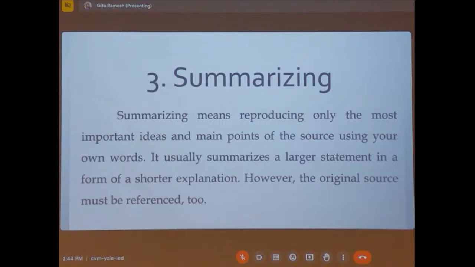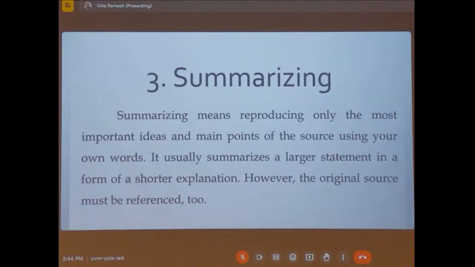The third one is summarizing. Summarizing means reproducing only the most important ideas and main points of the source using your own words. That means summarizing is a large statement in the form of a shorter explanation. That means you have read ample material in a journal or a book or an article, but you are making it in a shorter form. Then it is summarizing the data. That is why it is known as summarizing. And even when you are summarizing the data or using the abstract, you have to cite the original source of reference. That means you are acknowledging the author.